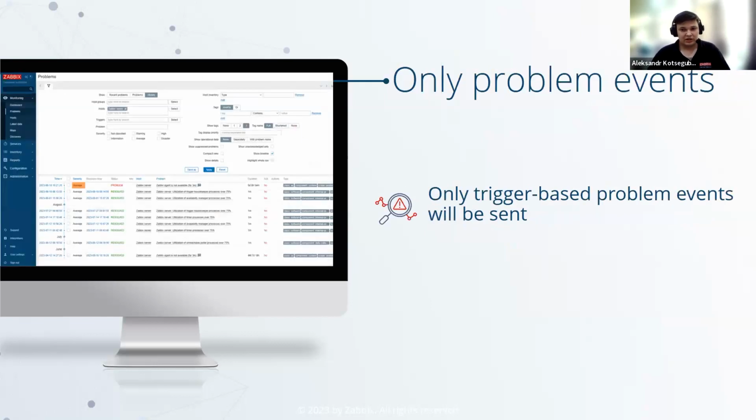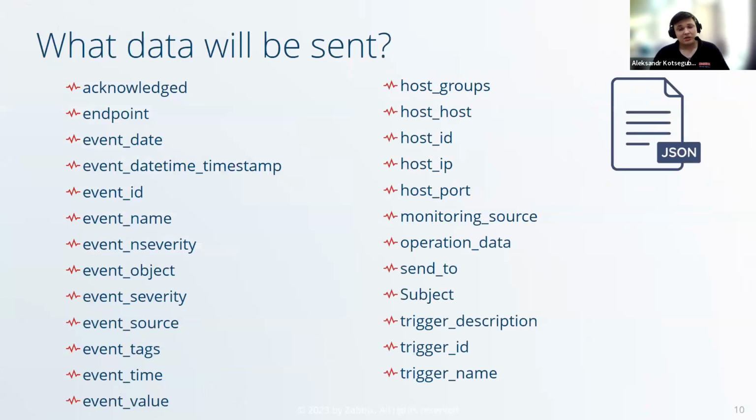Another crucial point to highlight is that within this integration, only trigger-based problem events can be sent to Event-Driven Ansible. So as you dive into crafting your rulebook, remember that each event that comes to you is a problem and trigger-based event. Recovery and update events wouldn't be sent at all. But maybe at the current moment you have a question: what exactly will be sent to Event-Driven Ansible?